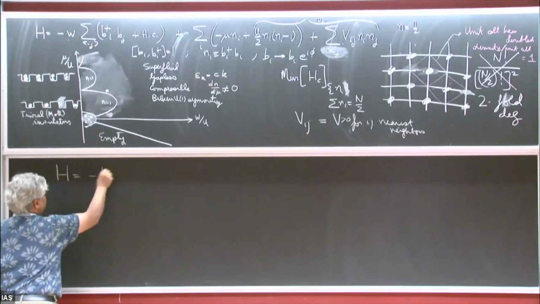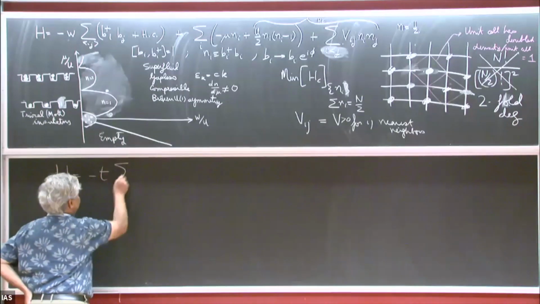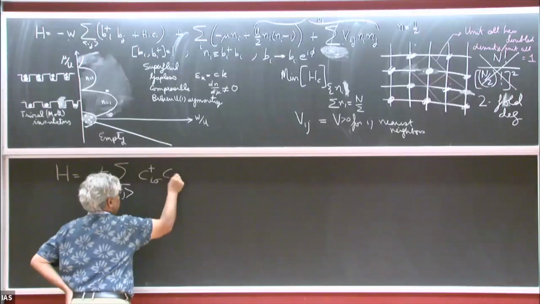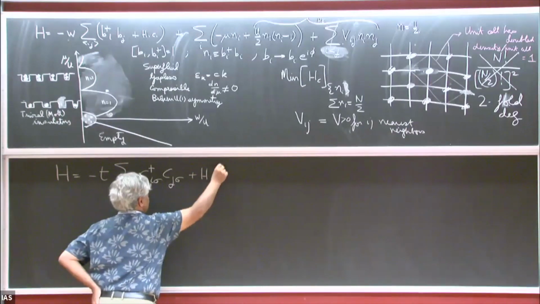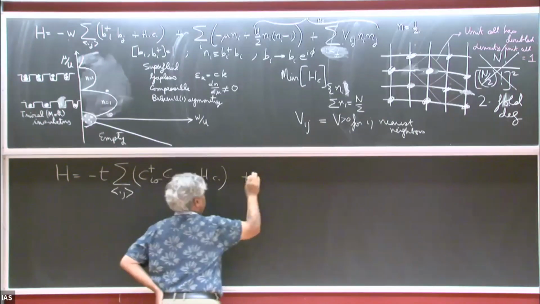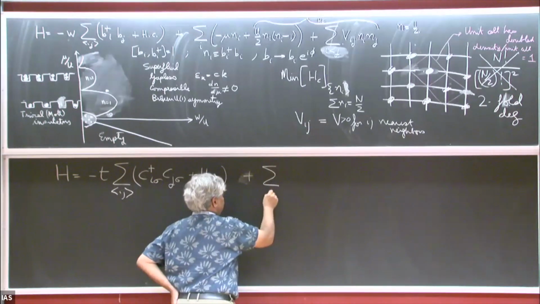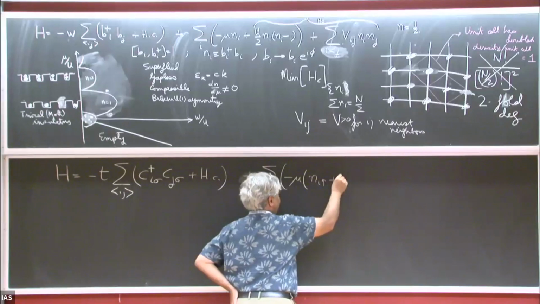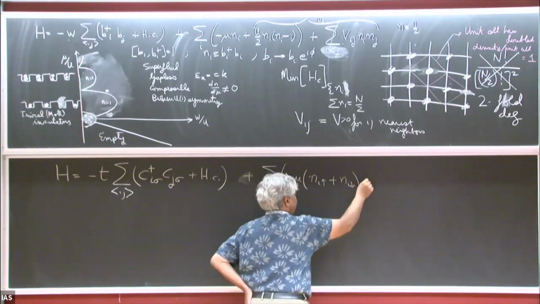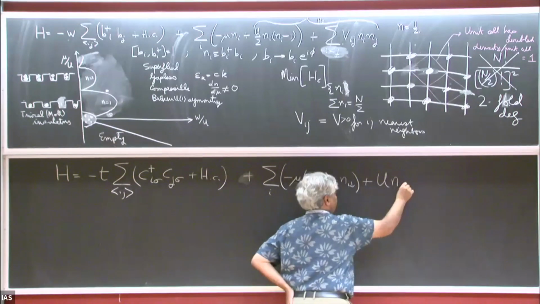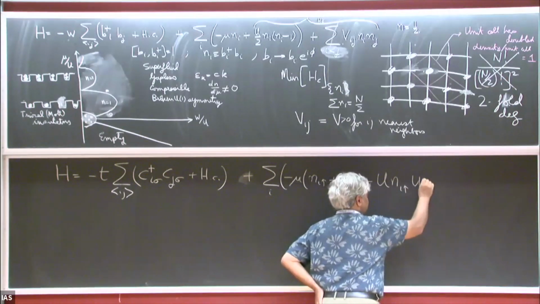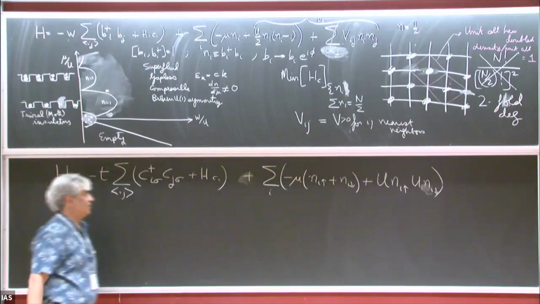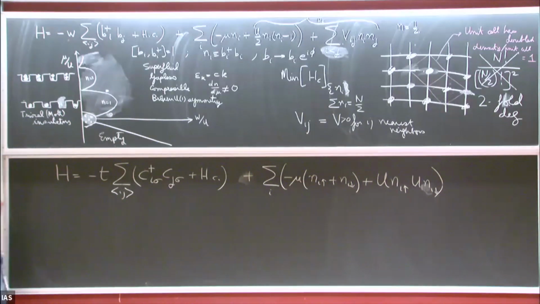It's conventional to call it t rather than W. The hopping term is minus t, sum over i, j, c†_{iσ} c_{jσ} plus the Hermitian conjugate, and then there's a sum over i of minus mu times the number operator. The way people normally write it is n_{i↑} and n_{i↓}, plus U times n_{i↑} n_{i↓}. Okay, so this is the basic Hamiltonian we're going to be looking at for quite a while.